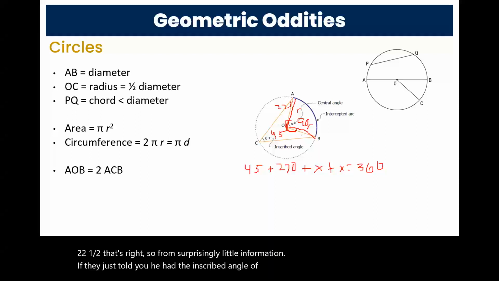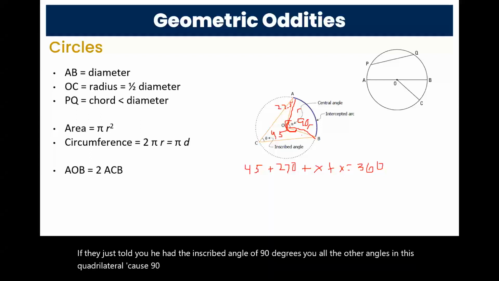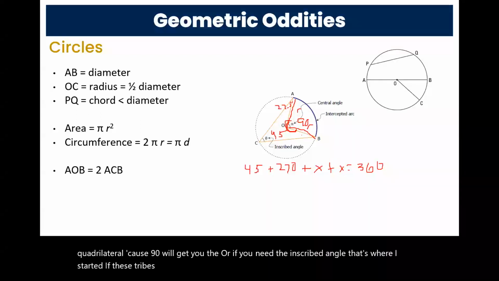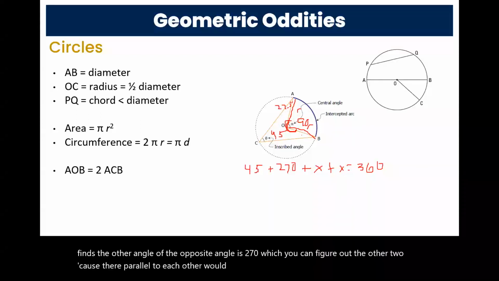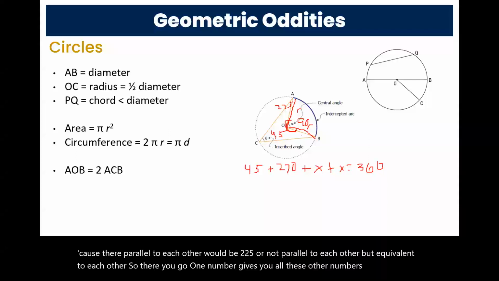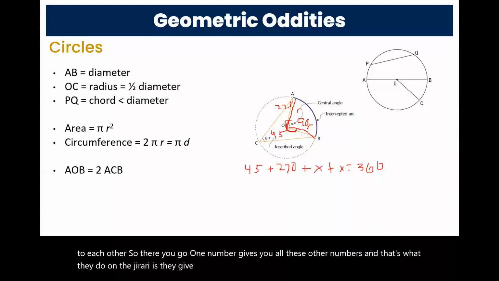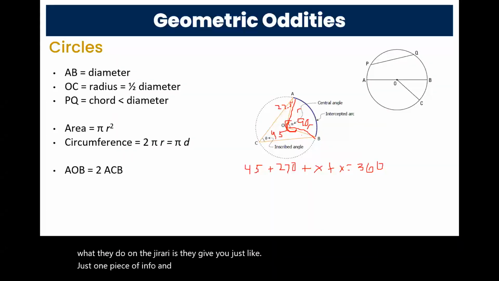So from surprisingly little information, you know all the other angles in this quadrilateral. If you know the inscribed angle is 45, then you can find the central angle, which is 90, which gives the opposite angle as 270, and you can figure out the other two because they're equivalent to each other, 22.5. So there you go. One number gives you all these other numbers, and that's what they do on the GRE. They give you just one piece of info, and you just have to keep going down the rabbit hole finding all these other angles.